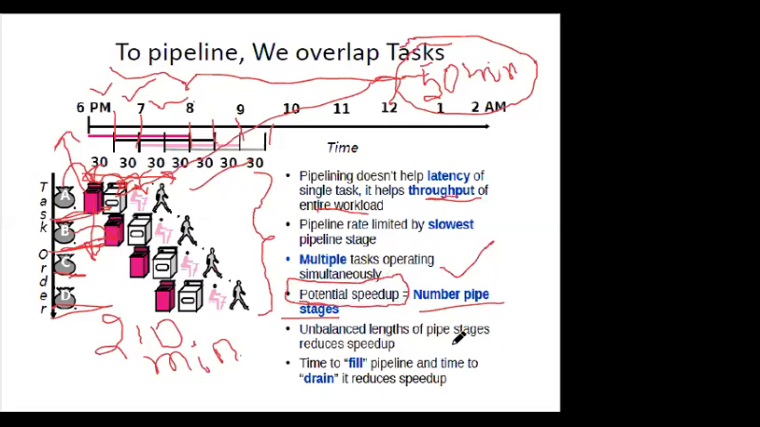Unbalanced length of pipeline stages reduces the speed up. Obviously, they will reduce the speed up because this has to wait for the dryer to get emptied. Then the time to fill up the pipeline and the time to drain it also reduce the speed up.